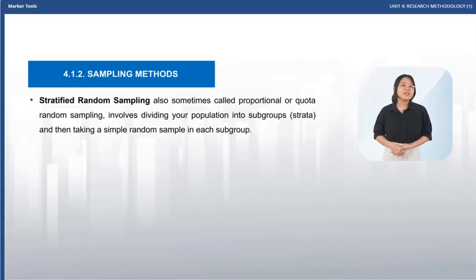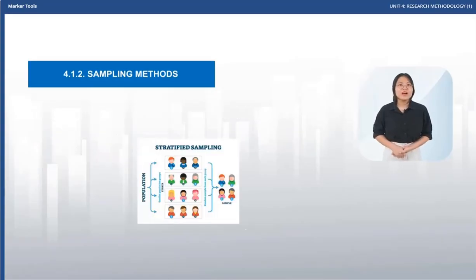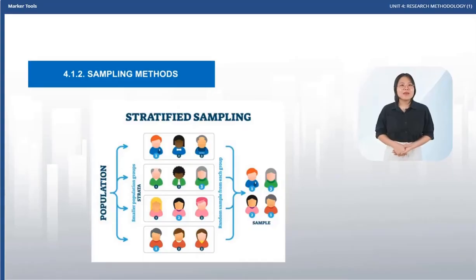These shared characteristics can include, for example, the same gender, age, race, educational level, or the same income. This method can ensure that the specific characteristics are proportionally represented in the sample. You can see in the example here, for example, when studying polling for elections, population demographics or life expectancies are very important.